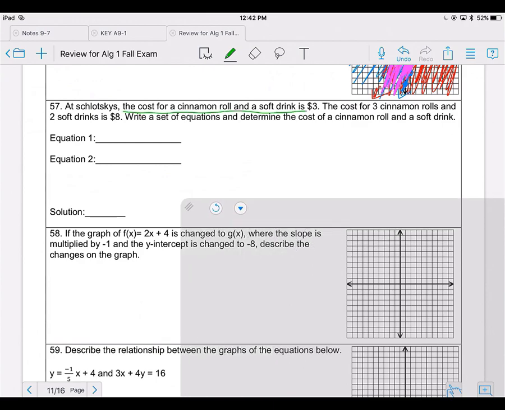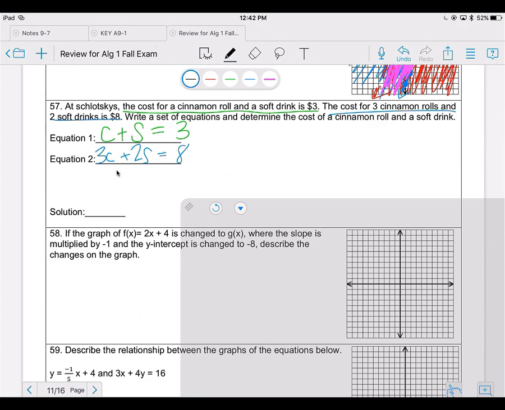So I'm going to put one order in one equation. I have 1 cinnamon roll and 1 soft drink. That equals $3. And then my second order has 3 cinnamon rolls and 2 soft drinks for $8.